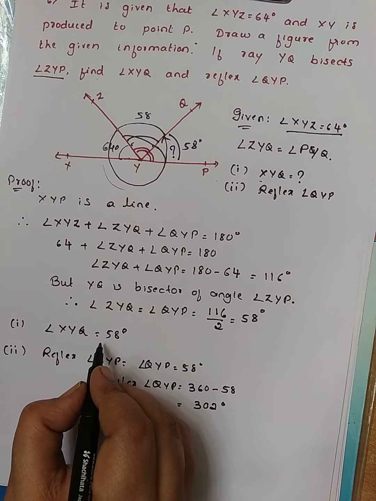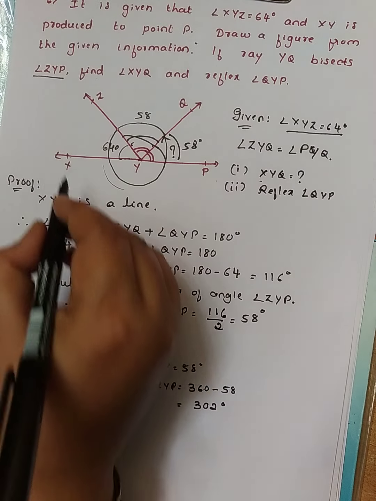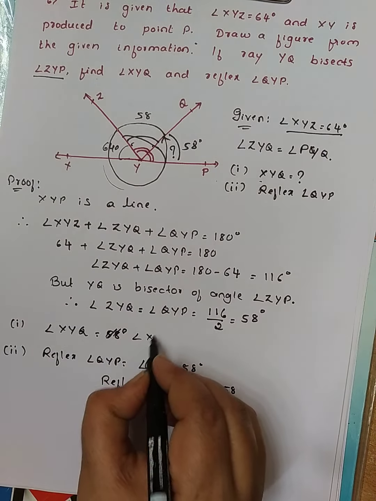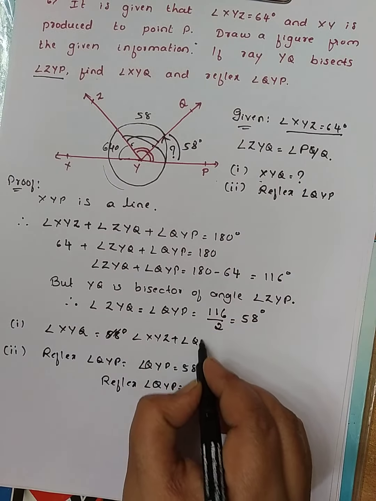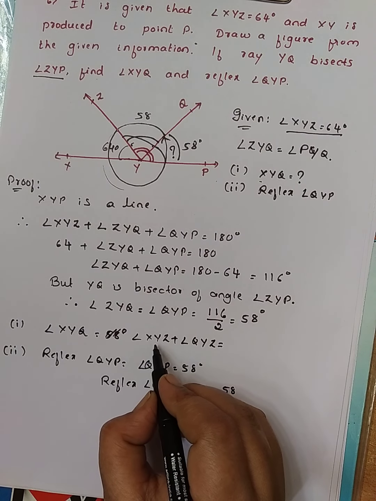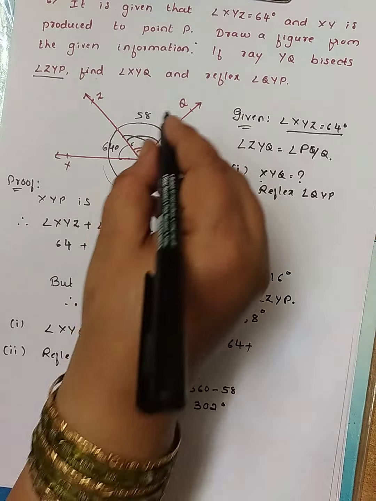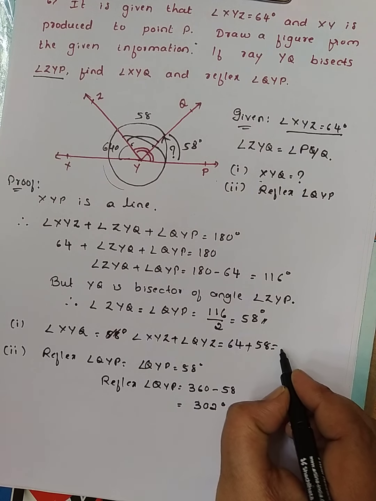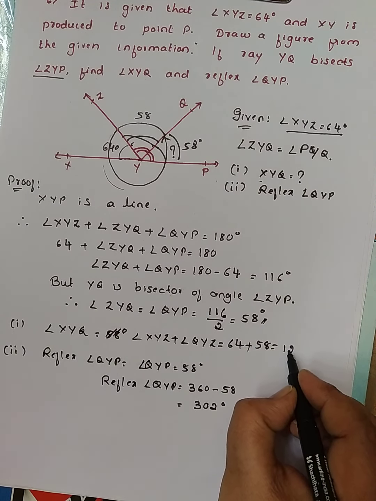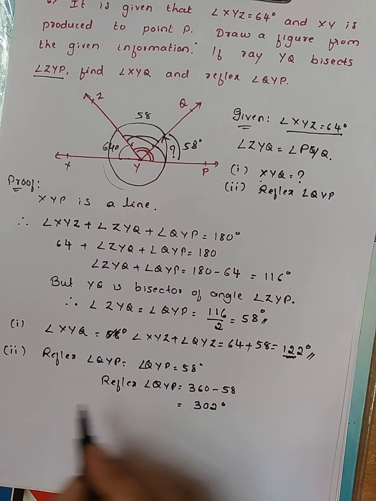So, I think something is wrong here. XYQ equal to XYZ plus angle QYZ. XYZ is how much? It is given, that is 64, and QYZ is 58 degree. So 64 plus 58, that is 122 degree. So the first answer is 122 degree and the second one is 302 degree.